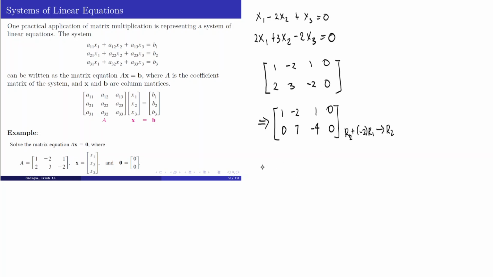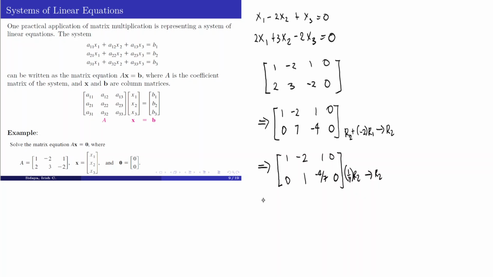Next, we want this to become 1, so we want a leading 1 in the second row. So we simply multiply the second row by 1 over 7. So 1 over 7 times row 2 to get new R2. So that's 0, and then we have 1, negative 4 over 7, and then 0.